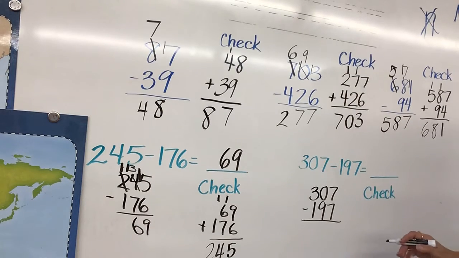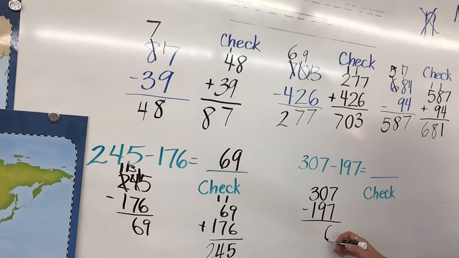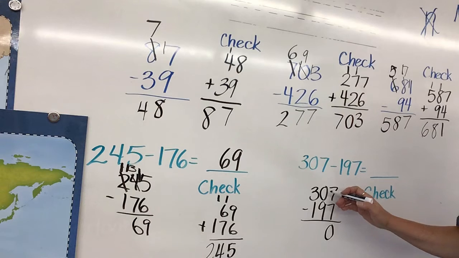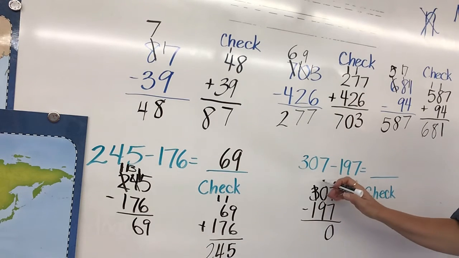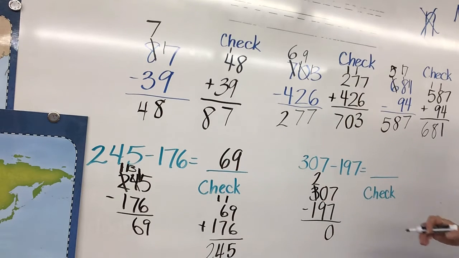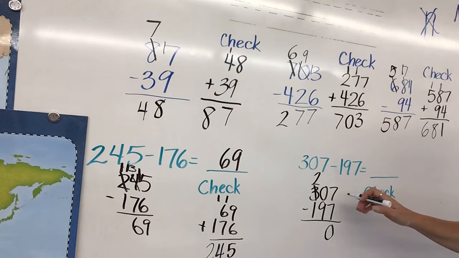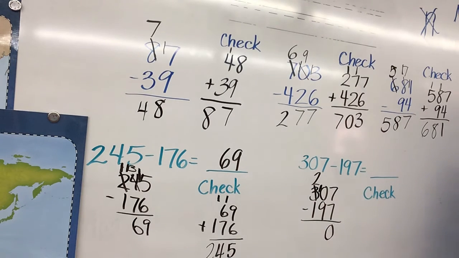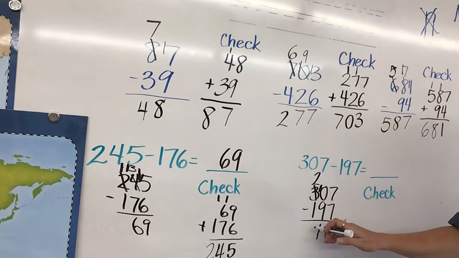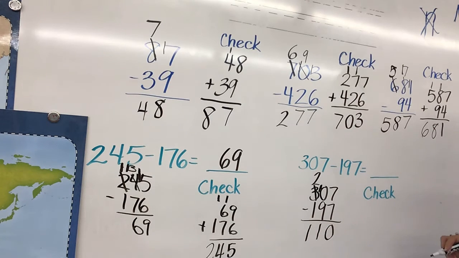7 minus 7. 0. That was easy. No renaming. You need a 0. 0 minus 9. You can't do that. Go to the hundreds, cross out that 300 and make it be 200s. The 100 turns into tens. 10 tens plus 0 tens. 10 tens. So make that 0 be a 10. All right, and then 10 minus 9? 1. And 2 minus 1? 1. All right, now we're going to check it.